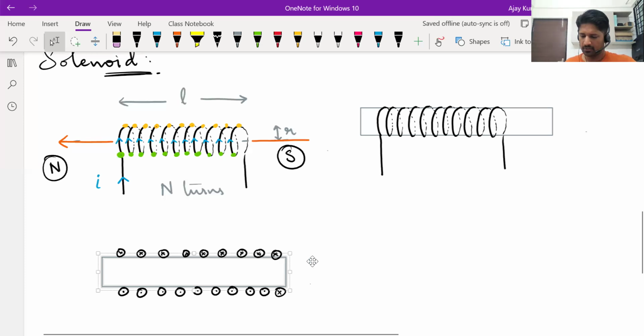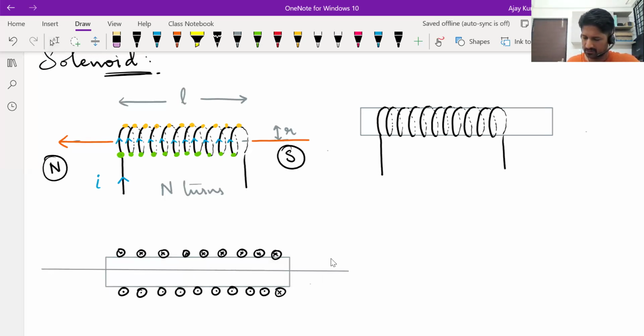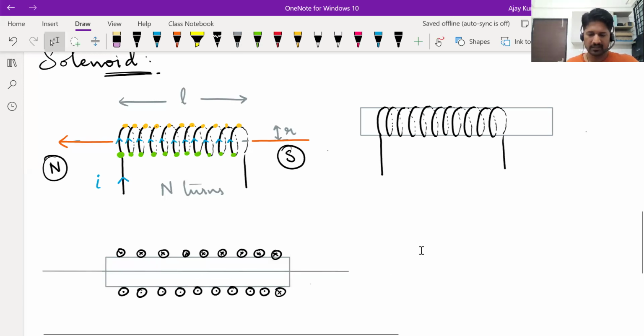Now what we have to do is find out the magnetic field that it produces on its axis. So imagine this is the axis. There are a number of turns here. Let's assume this solenoid has a finite length L. Just a moment, small adjustments.